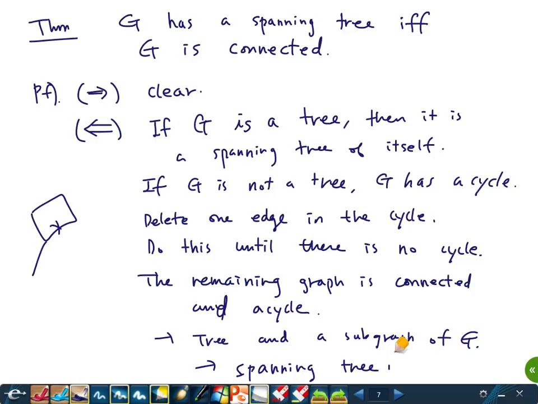So when we have a connected graph, we have a spanning tree. How can we find the spanning tree? Actually, this proof kind of gives us a way to create a spanning tree: just delete edges from a cycle. But we want a more structured way of creating a spanning tree. So we will consider two useful ways to find spanning trees. They have names. The first one is called breadth first search. This is a way to find the spanning tree of a graph.